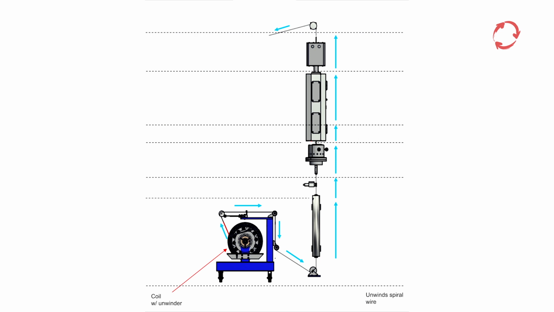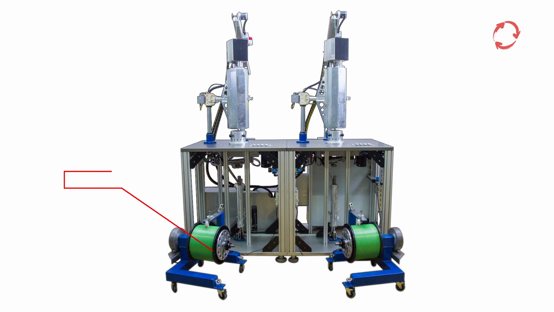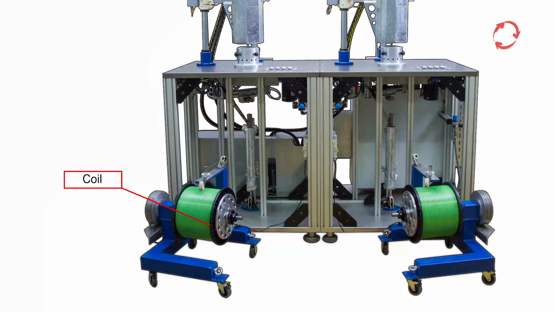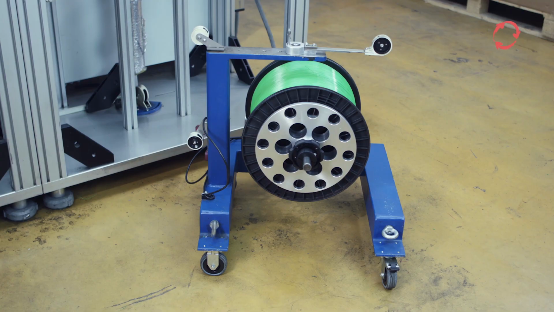All monofilaments are processed on a K335 spool. Depending on the wire profile and wire diameter, the maximum winding of the coil is between 2.5 kilograms and 25 kilograms.